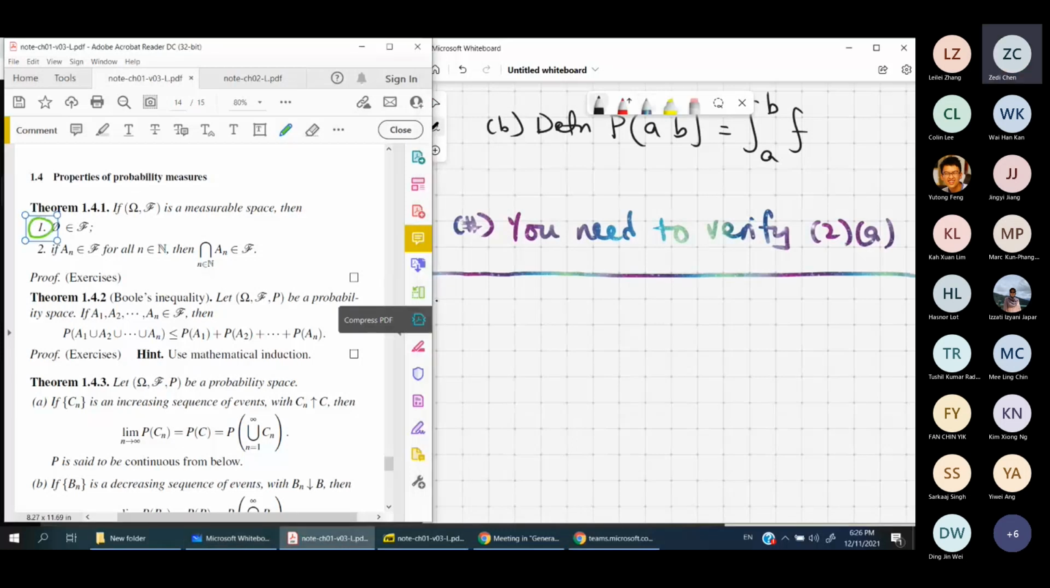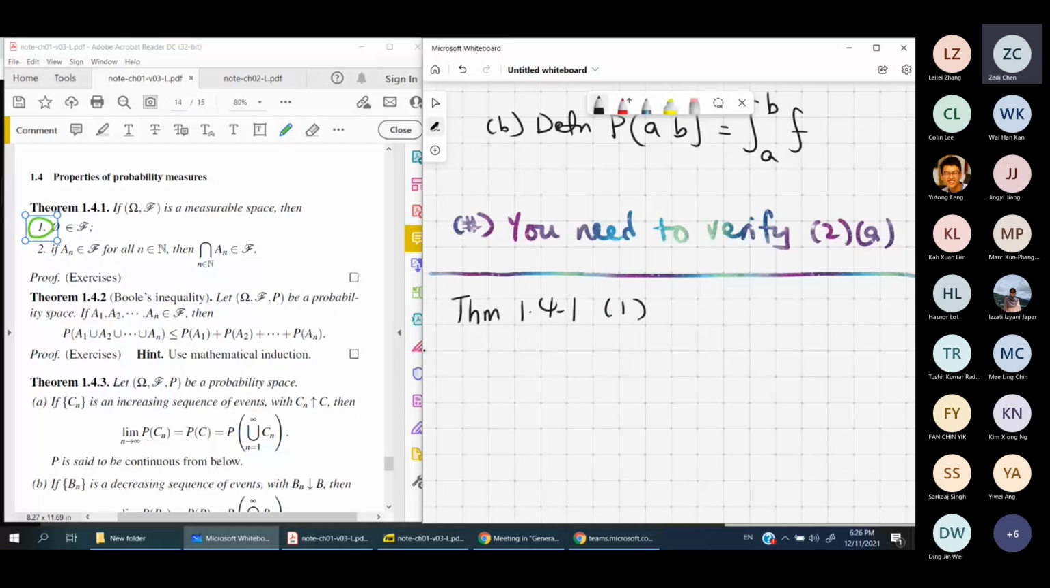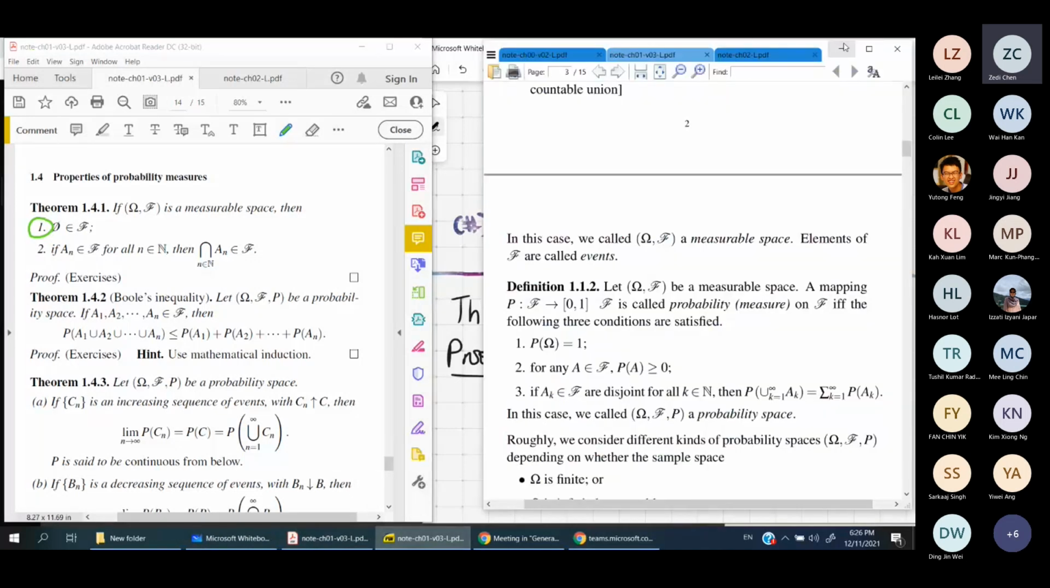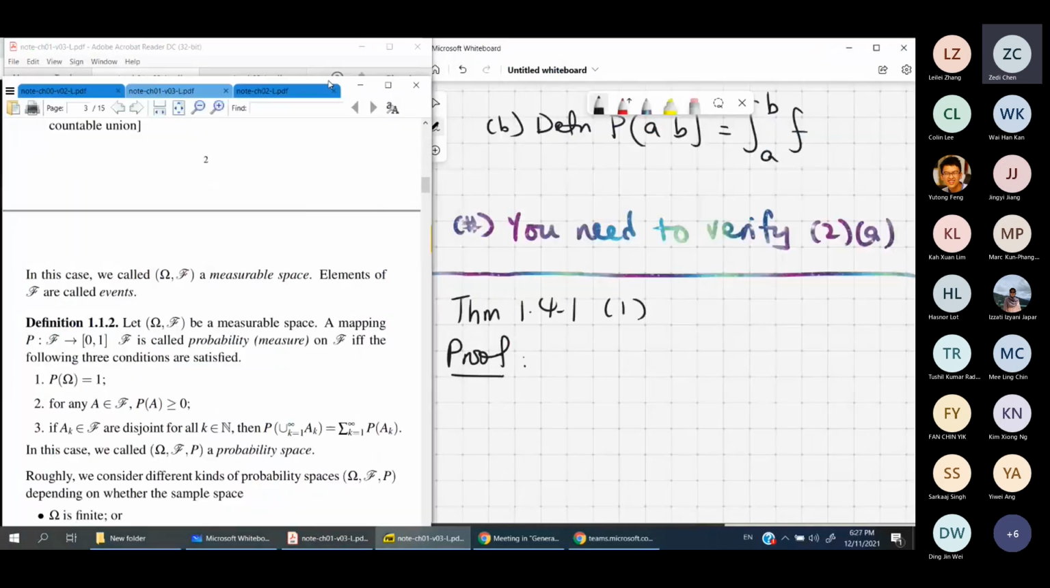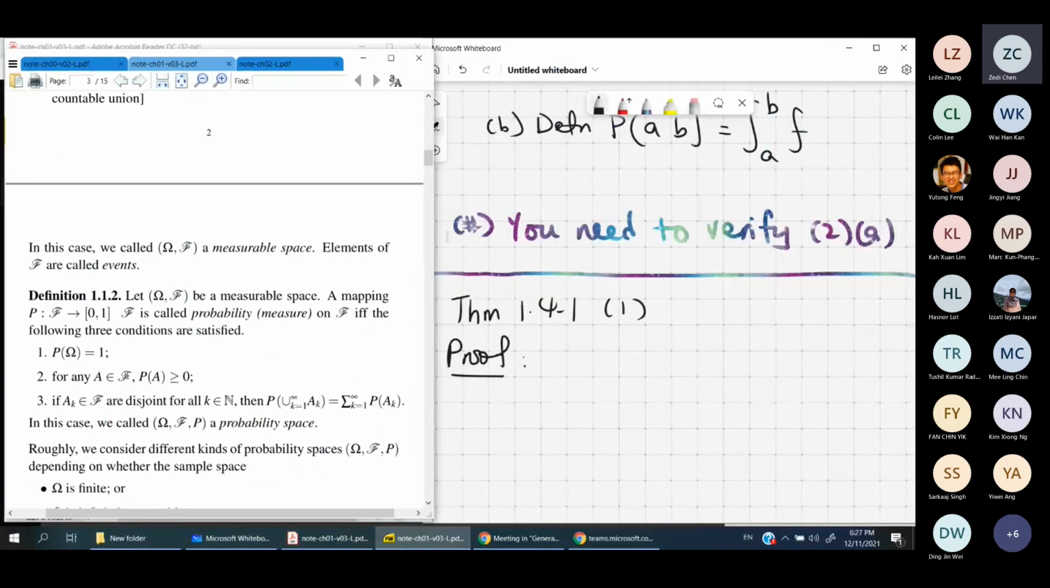Right, so theorem 1.4.1 part 1. We just look at the proof for it. In order to prove this, we want to prove that the empty set must be an event. To prove this, we have to go back to the idea. I think it's better to look at this one because the definition is on top there.